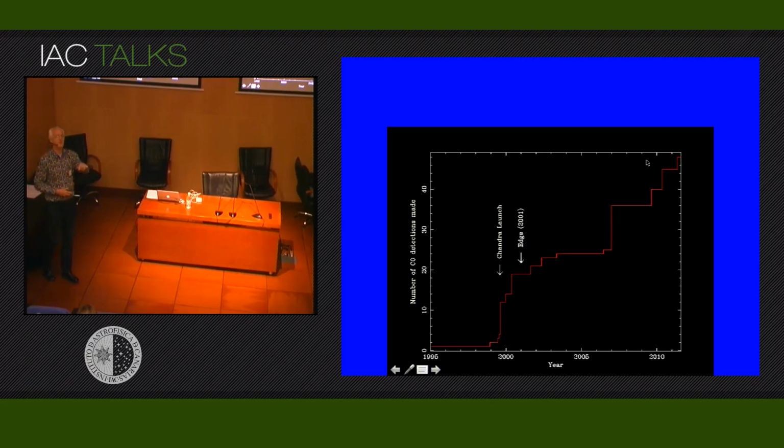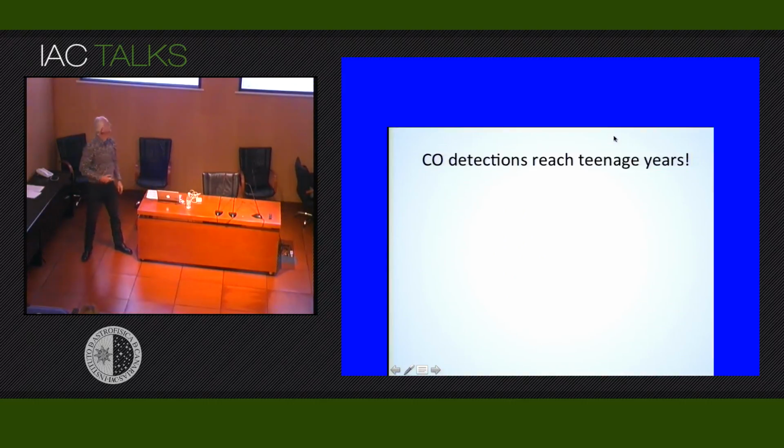Slowly, I've been building up the detections, and you can see they jump in units of a few in each observing run. This one I was particularly successful on, where we started looking at objects in the south, where we had a large sample of objects to find. We did very well. And we have detections over a wide range in redshift. And we're now into teenage years.